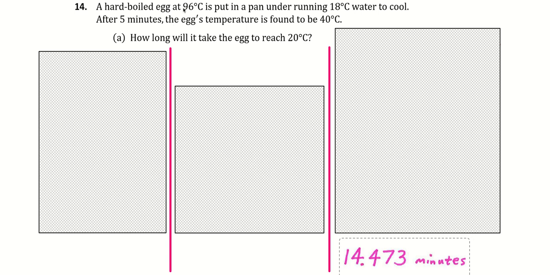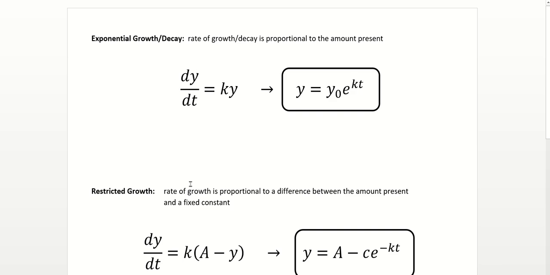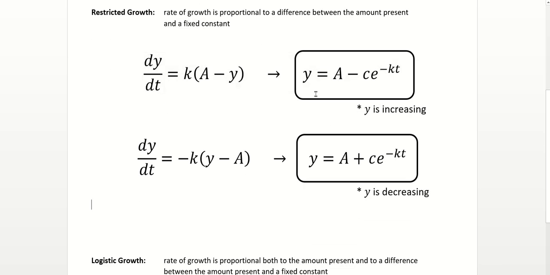If a hard-boiled egg, which starts at that temperature, is put in a pan under that temperature water to cool, after 5 minutes the egg's temperature is found to be 40 degrees Celsius. Okay. So again, like I called it, didn't I? You just have to know that it's one of these formulas. And if it's cooling off, then it's going to be that one because the temperature is decreasing.